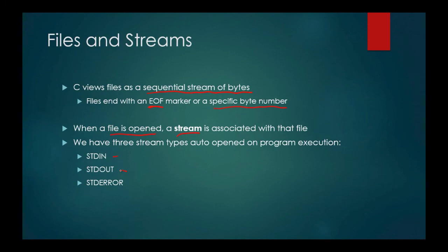These are 3 streams that are auto-opened on program execution: standard in, standard out, and standard error. That's how we got the stdin when we used fgets for our 3rd argument. We also have standard error, but we don't use that, so we don't have to worry about that one for right now.